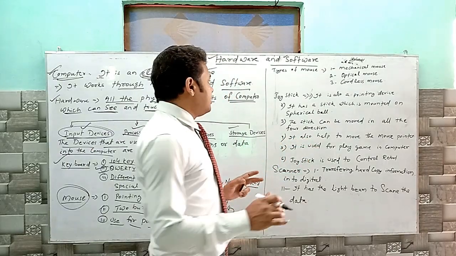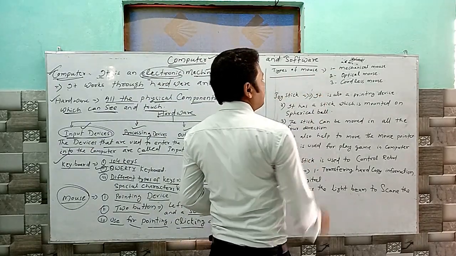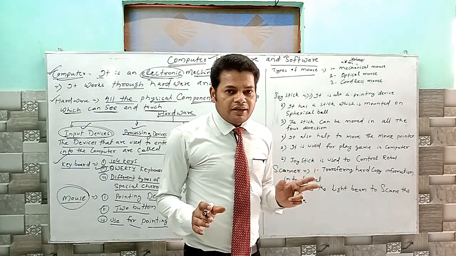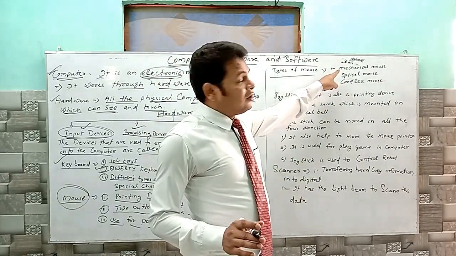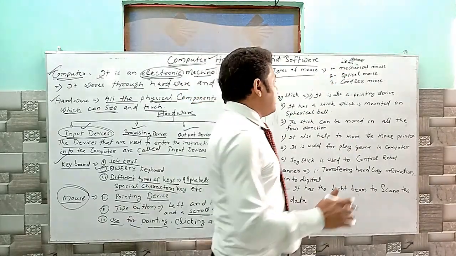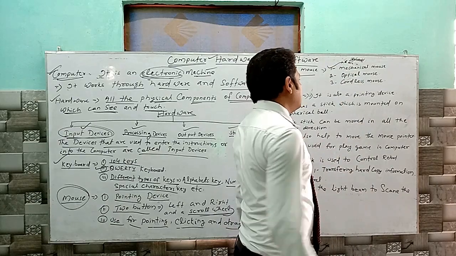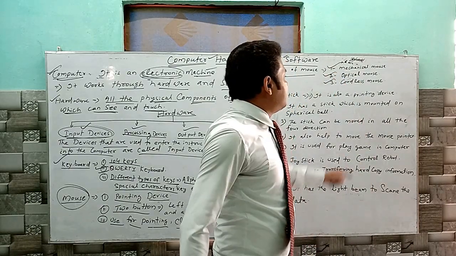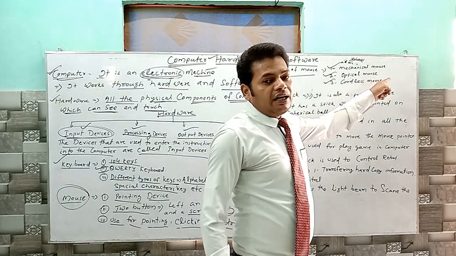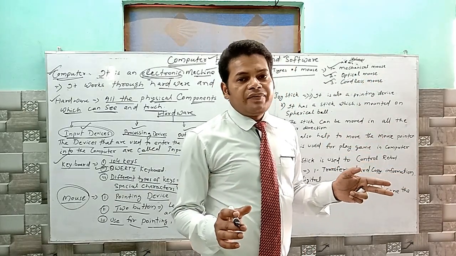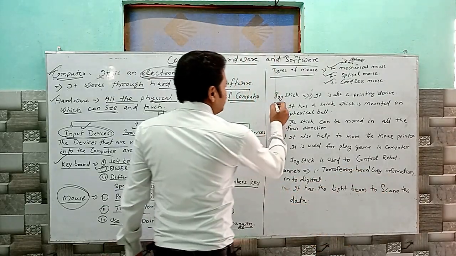Now the types of mouse. How many types of mouse are available? The first is the mechanical mouse, the second is the optical mouse, and there is also the cordless mouse. The optical mouse is very much used right now. So let's go for the joystick.